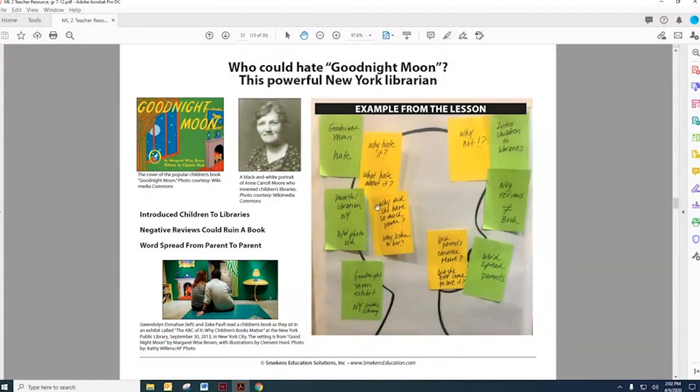So she didn't like the book. Who cares? Yeah, but people were listening to her. Why? What's the big deal? You guys, because she ran the children's section. She invented the children's section. She ran it for 35 years. Well, that's why she has so much power, so much influence.